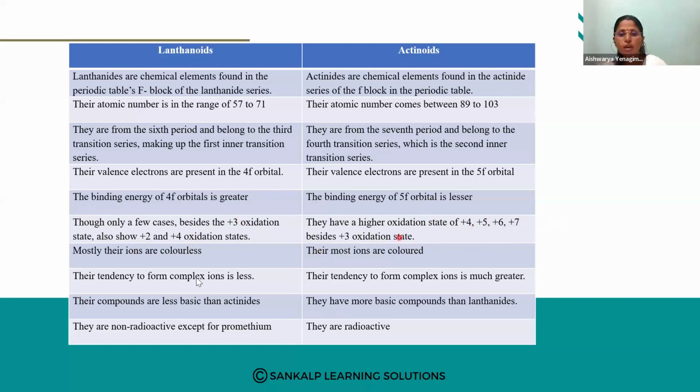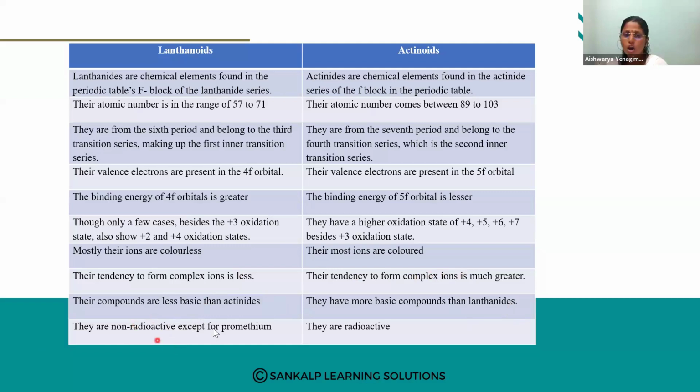Besides the common oxidation state +3, mostly their ions are colored, and here also most ions are colored, the reason being f-f transition. For lanthanides, the tendency to form complex ions is less. And here the tendency to form complex ions is more. Why? Because of high charge and smaller ionic size. Lanthanide compounds are less basic than actinides. Actinides have more basic compounds.